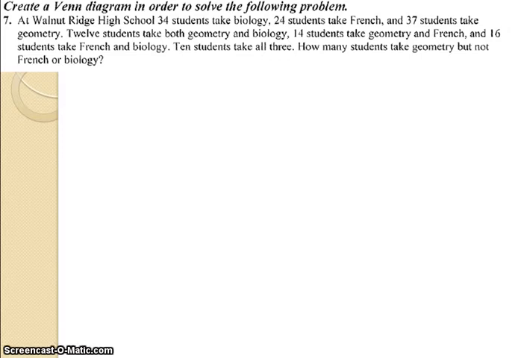Okay, so now the last thing we're going to do is something a little more creative with Venn diagrams. I'm posing this problem to you. At Walnut Ridge High School, 34 students take biology, 24 take French, 37 take geometry. 12 take both geometry and biology, 14 take geometry and French, and 16 take French and biology. 10 take all three. How many students take geometry but not French or biology?